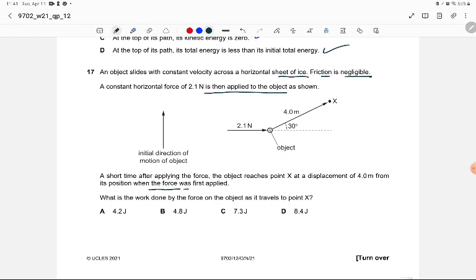This force is always acting towards the right. If this is acting towards the right at all times, that means here also it will be in this direction, here also, and here also. So the actual distance moved in the direction of the force is actually this distance. We can find this distance, and that should be 4 cos 30. So this is the distance we are going to be using. So 2.1 multiplied by 4 cos 30 should be equal to the work done. That gives me 7.27, which is actually C. C is the right answer.